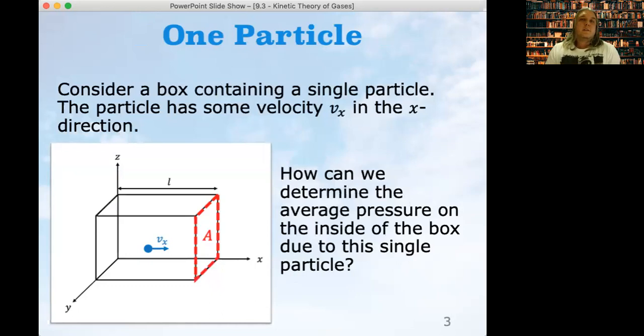That said, let's take a really simple scenario and see what happens when we consider the velocity in our really simple model, which is a single particle in a box. We've got a little diagram of it there. We've got a box with area A on the end. The box is length L long, and we've got a single particle with some velocity in the x direction, Vx. We don't care about the velocity in the other directions. We'll come back and incorporate them later on, but for now we're only caring about the x component of the velocity.